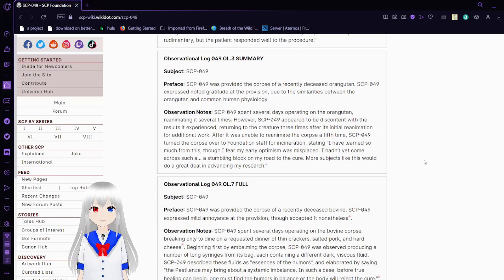Observation notes. SCP-49 spent several days operating on the orangutan, reanimating it several times. However, SCP-49 appeared to be discontent with the results it experienced, returning to the creature three times after its initial reanimation for additional work. Although it was unable to reanimate the corpse a fifth time, SCP-49 turned the corpse over to Foundation staff for incineration, stating, "I've learned so much from this that I fear my early optimism was misplaced. I hadn't yet come across such a stumbling block on my road to the cure. More subjects like this would do a great deal in advancing my research."